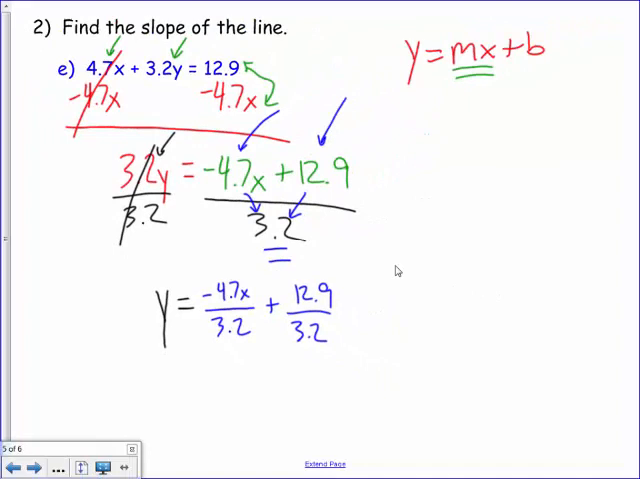And let's go ahead and solve these two just to make it a little bit nicer looking. So I would get y equals, well, negative 4.7 divided by 3.2 is negative 1.46875, and plus 12.9 divided by 3.2 is 4.03125.